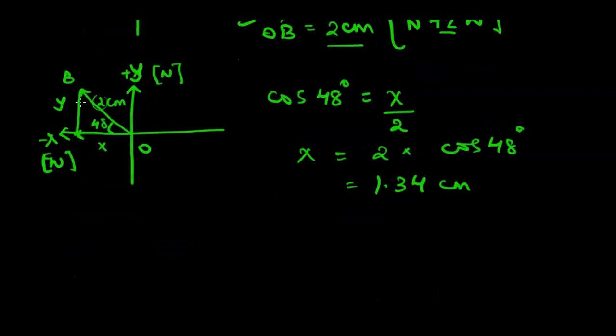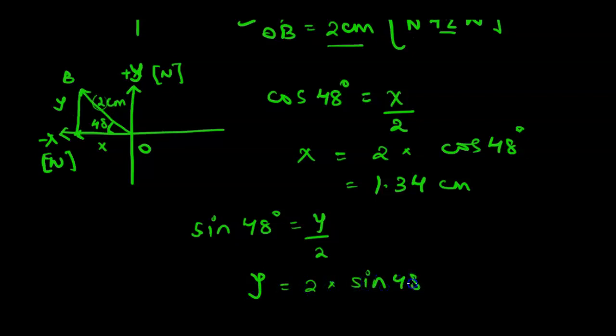Now to find the y component, we know for this angle y is opposite, and the sine ratio is opposite over hypotenuse. So sine 48 is equal to y over hypotenuse, that is 2. This gives us 2 times sine 48 degrees, and that's equal to 1.49 centimeters. So this is how we split this vector into its component forms. Now there is a shortcut to find these components.